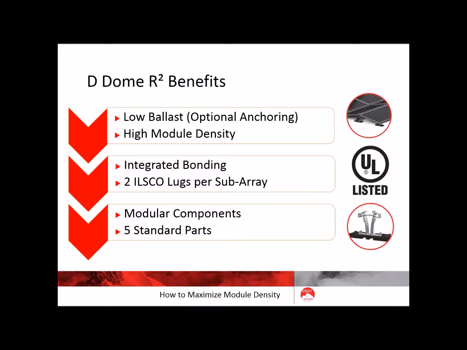This system is listed with UL, and each subarray only requires 2 grounding lugs because the system is listed with the clamps as well as the other components on it. All these components are modular, very small, packed very easily into a crate for shipping, and also have a very low part count. We're looking at 5 standard parts with this system.